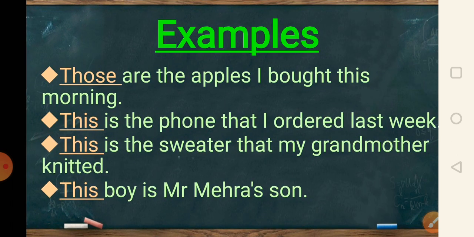These are some examples of demonstrative pronouns. Those are the apples I bought this morning. This is the phone that I ordered last week. This is the sweater that my grandmother knitted. This boy is Mr. Mehraj's son. The underlined words are the examples of demonstrative pronouns, and the underlined words are this, those.